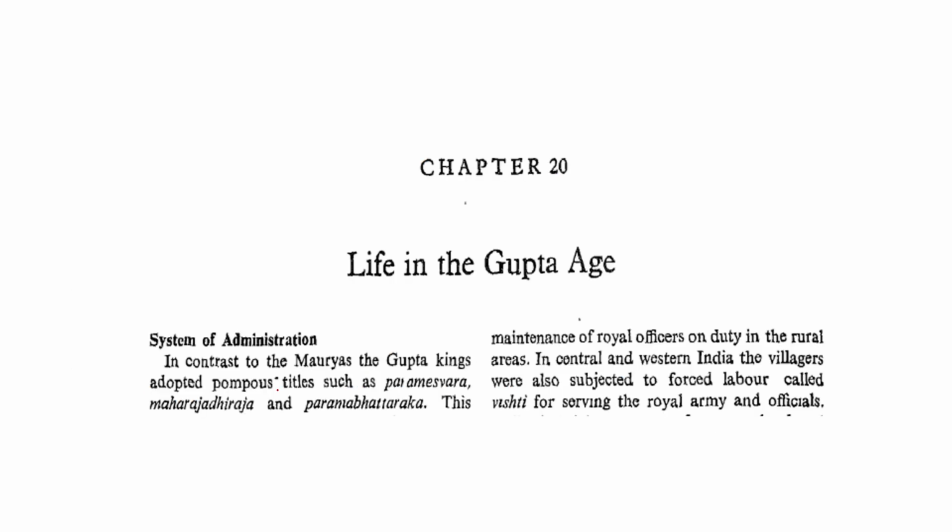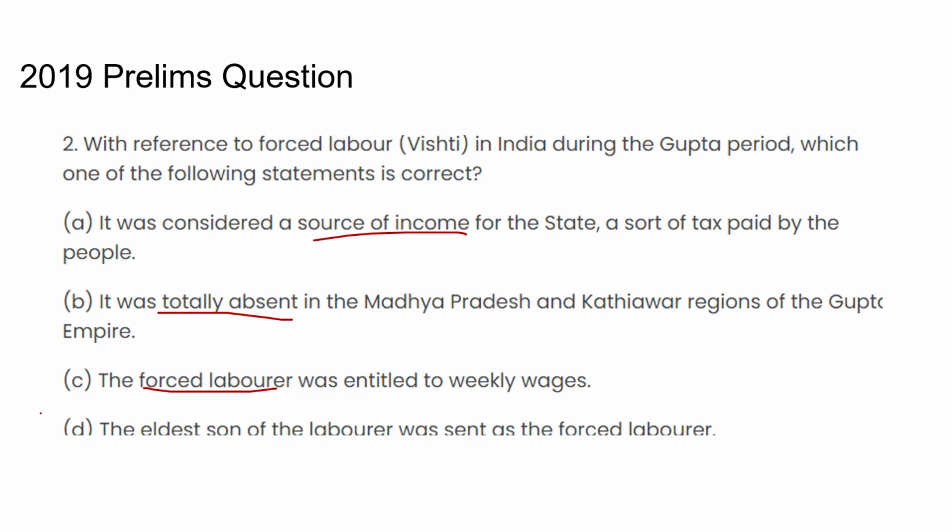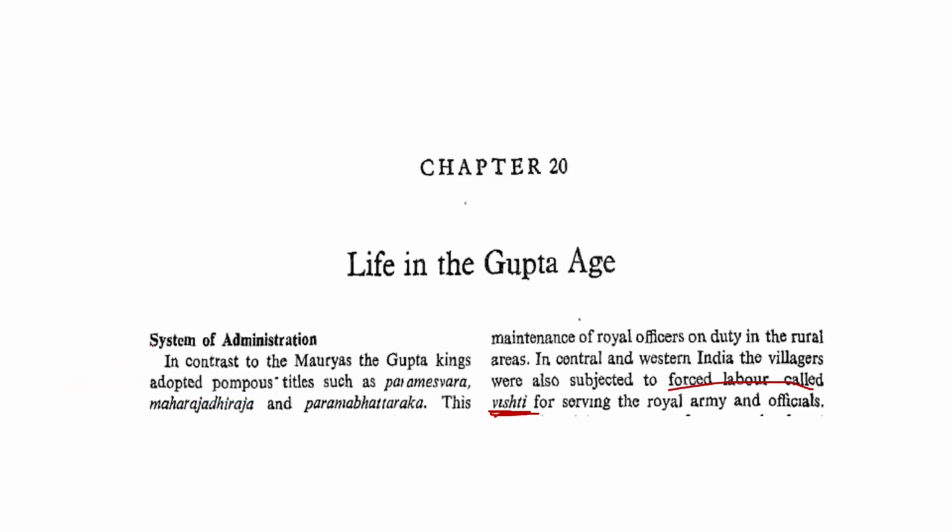So if you see this one, this is the old NCERT written by R.S. Sharma. In this, you have forced labor called Vishti. So directly this question they have asked here. So the answer is C, it is the forced labor. See, especially while reading these NCERTs, whatever is italicized or bold, or something written in the corner in a different color, or diagrams, all these are very important.